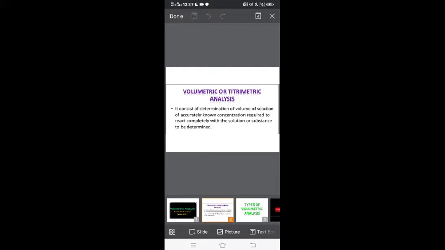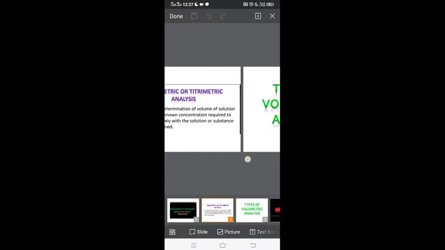So children, in this case, volumetric or titrimetric analysis is the determination of volume of the solution of accurately known concentration. Now suppose in the titration, we are reacting two substances, out of which one substance's concentration is known to you and the other substance's concentration is unknown. Then you can find out the volume of the substance whose concentration is known, along with the concentration of the unknown substance. Are you getting? Okay.